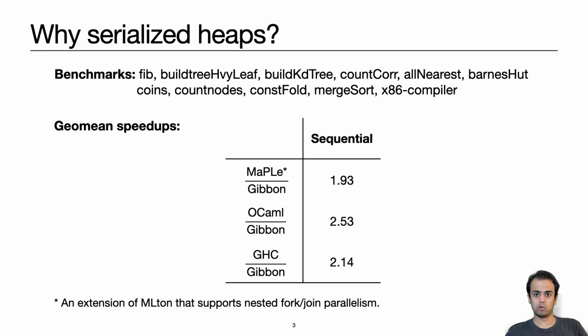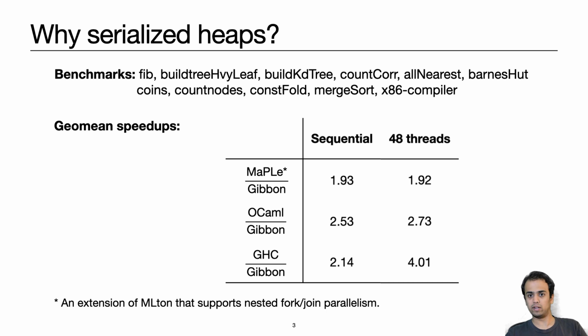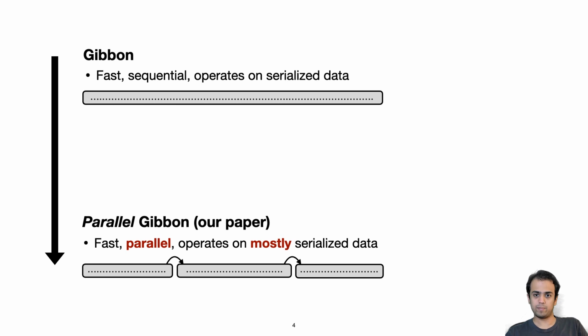So we show that not only can Gibbon provide parallelism, but for many programs, it actually scales better than existing systems. And here are the numbers for that. So Gibbon is 4 times faster than GHC for parallel programs. So not only do we get normal parallel speedup, but we actually get better parallel speedup over our already better performance. So it's not just that Gibbon scales better than GHC, but it was already faster than GHC, and then it scales better. In this paper, we show how you can take advantage of this serialized representation to get this efficient parallelism.